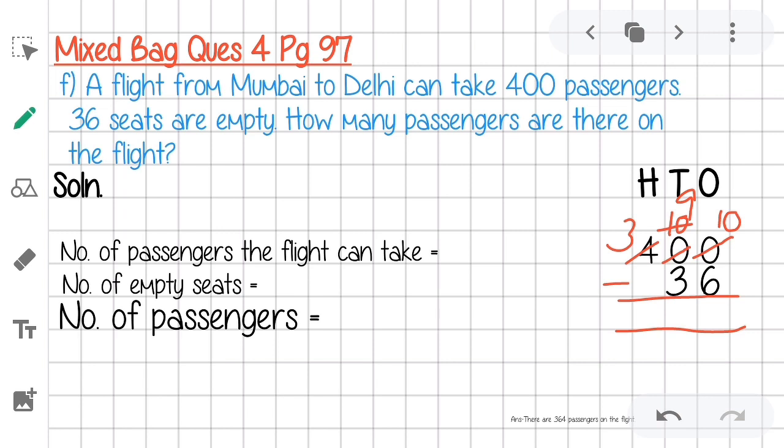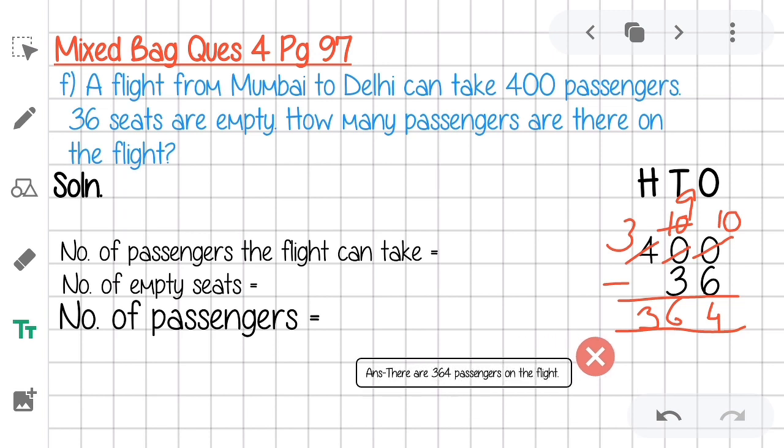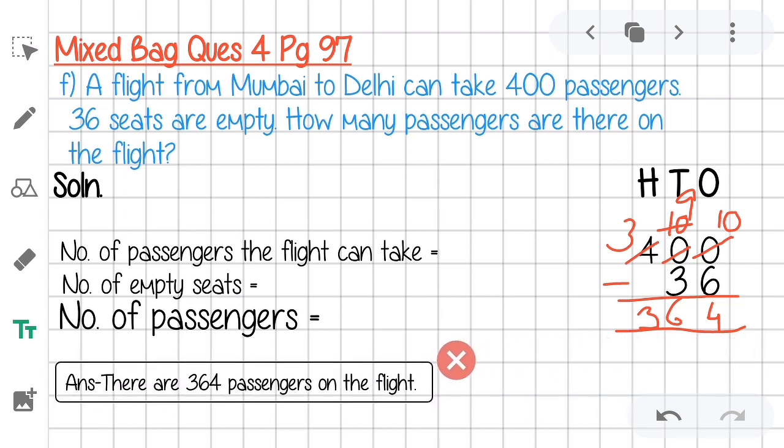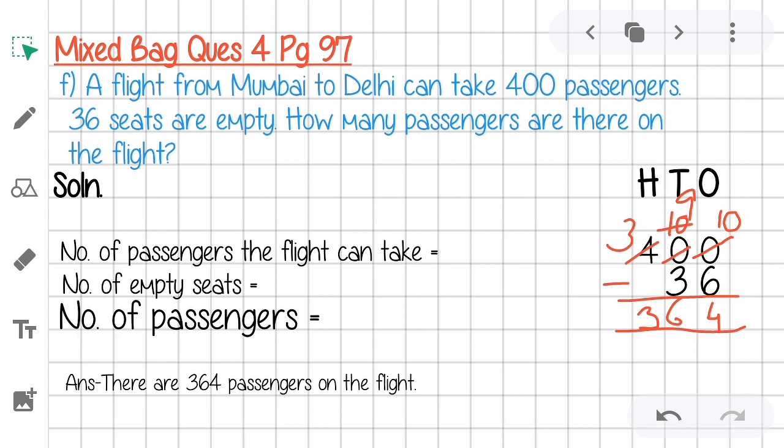Now subtracting the ones place, 10 minus 6 will give us 4, 9 minus 3 will give us 6 and here in hundreds place we will get 3. So the answer will be there are 364 passengers on the flight. I hope you all might have understood how to write the steps for the story sums.